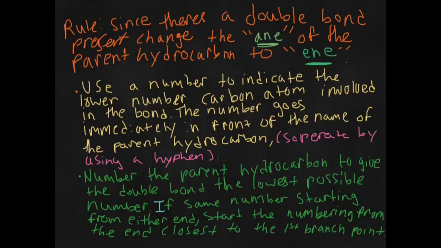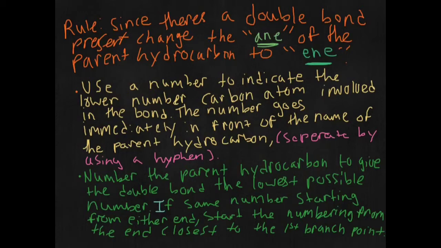So some basic rules we want to know about alkenes are, since there's a double bond present, change the ane part of the parent hydrocarbon to ene. Also, we want to use a number to indicate the lower-numbered carbon atom involved in the bond. The number goes immediately in front of the name of the parent hydrocarbon, separated by a hyphen. Then we want to number the parent hydrocarbon to give the double bond the lowest possible number.